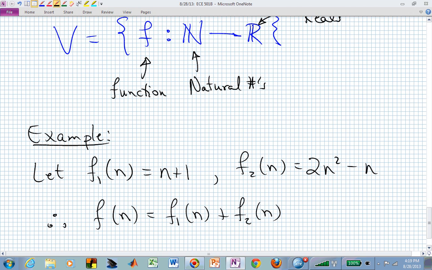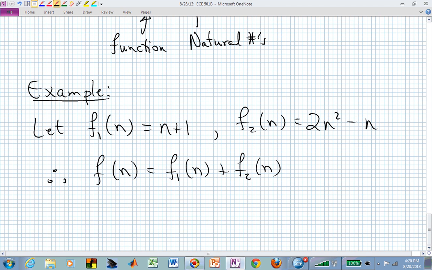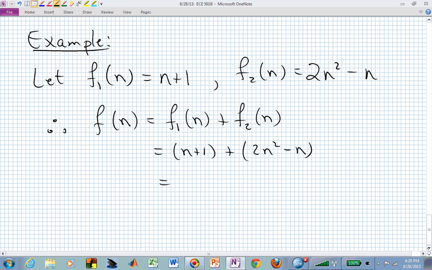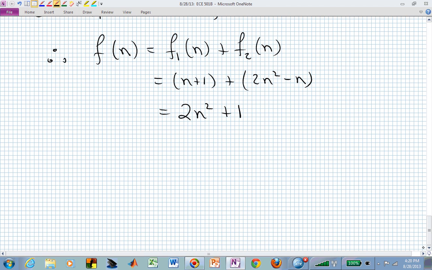We wouldn't have had to be so benign with our combination of f1 and f2. But here it makes it easier to sort of do the algebra. If we do this, we now have n plus 1 plus 2n squared minus n, or the n's now cancel and we're left with 2n squared plus 1. And we could now build up corresponding vectors associated with this just single function.